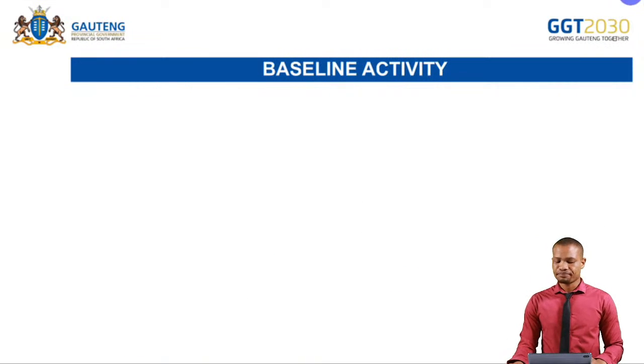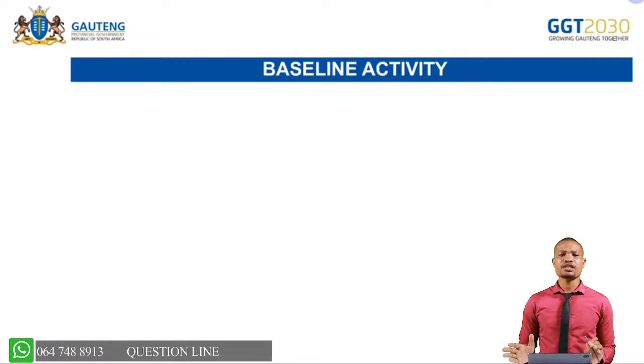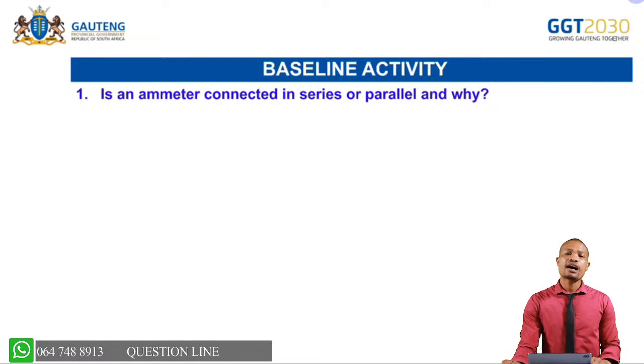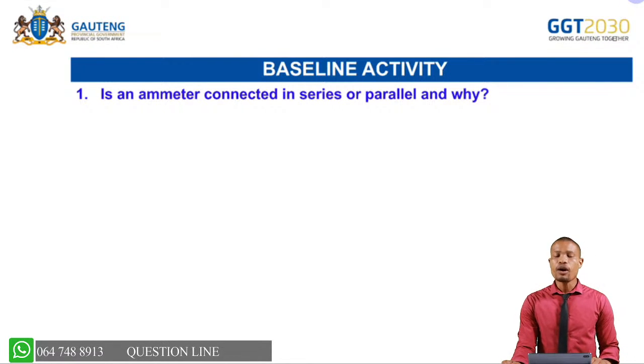Let us continue. Now let's do a baseline assessment, which is nothing but a revision of concepts that we either already know or we are about to discuss further. So I have a couple of questions for you that you can do to test how much you understand about the concepts. The very first question is, is an ammeter connected in series or parallel, and why?